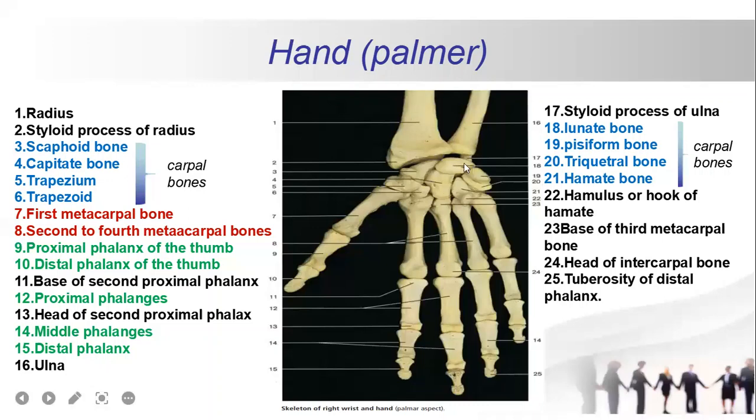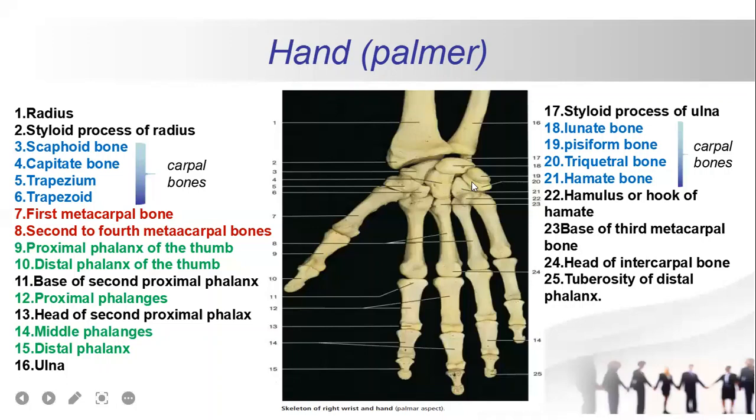Then number 18, we have the lunate bone. 19, we have the pisiform bone, which can only be seen on the palmar aspect of the hand. We have number 20, the triquetral bone. Number 20 is right here. This is number 20, triquetral. We have number 21, which is the hamate bone. This is the hamate bone.